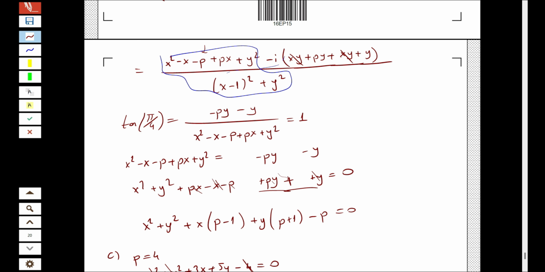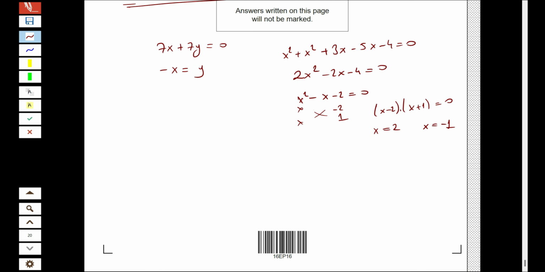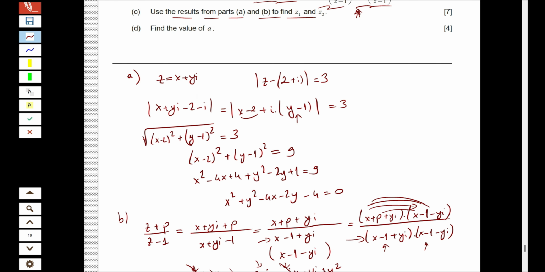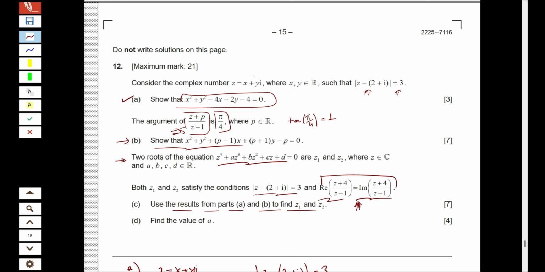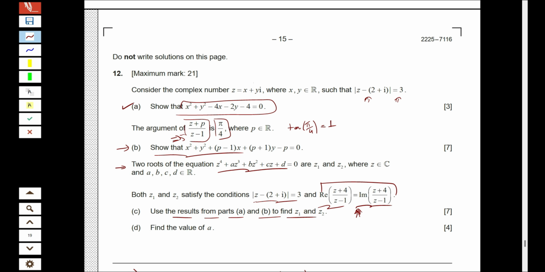From here, you can find Z1. Z1 is going to be, because our complex numbers are in the form x plus yi, if x is 2, it means y is going to be minus 2, and Z1 can be 2 minus 2i. And Z2, if x is minus 1, the imaginary part of this number will be plus i, right? Yeah, we found Z1 and Z2.